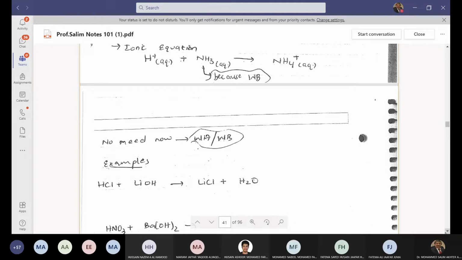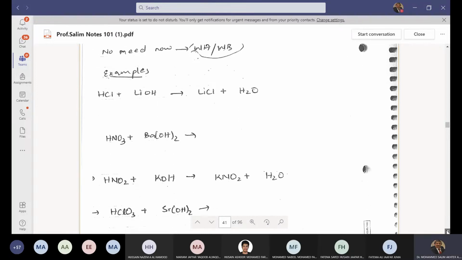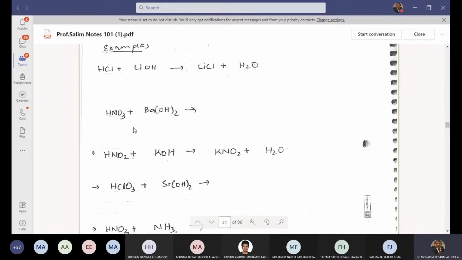Now, HNO3 with barium hydroxide. This is an example of which one? Strong acid, strong base. Very good. Next example, HNO2 plus KOH is an example of weak acid, strong base. I gave you this just a few minutes ago. HClO3 with Sr(OH)2.